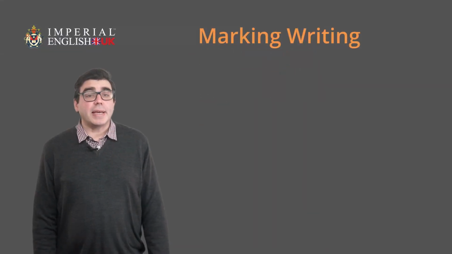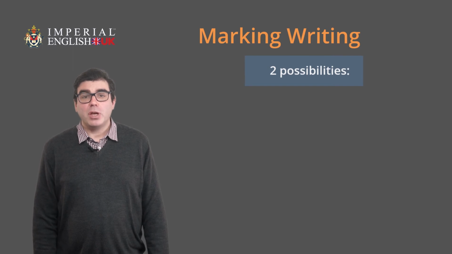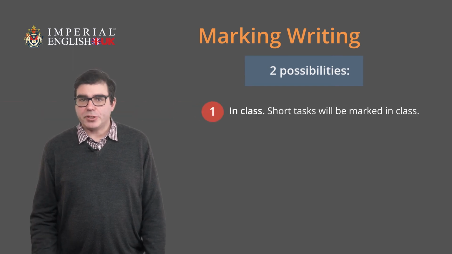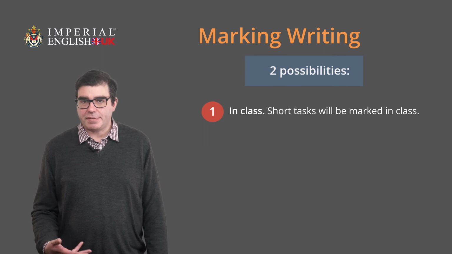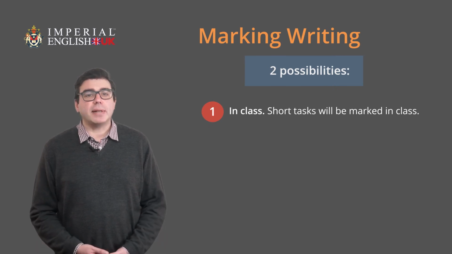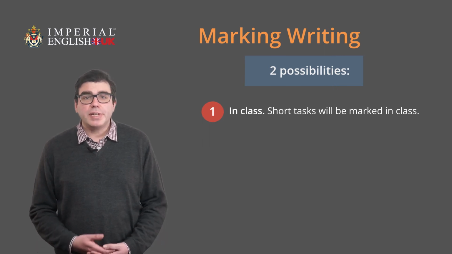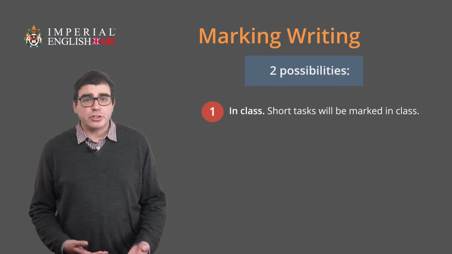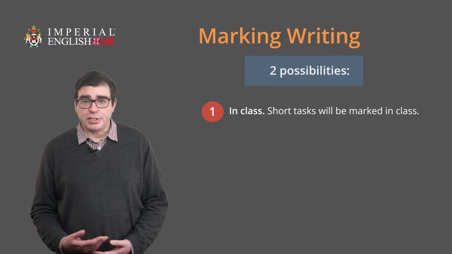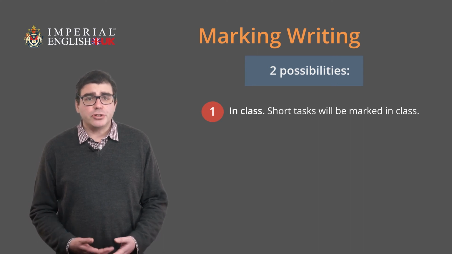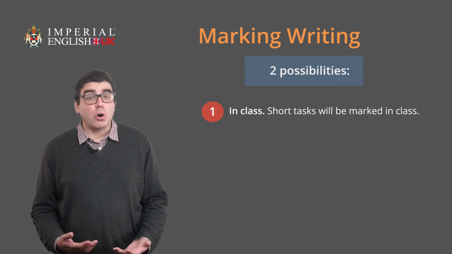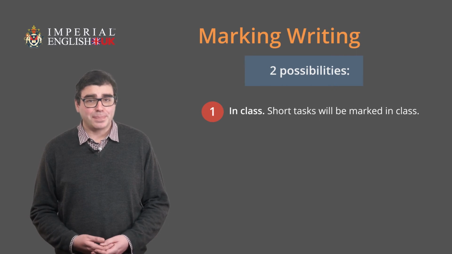With regards to marking writing tasks, there are two possibilities in the courses. Short writing tasks like sentence completion or tasks with definitive answer will be marked automatically or in class. The teacher's book will advise you in the assessment section. It may be that the students check each other's work, the teacher is monitoring, or the students will feed back to the teacher and the whole class at the end of the task.